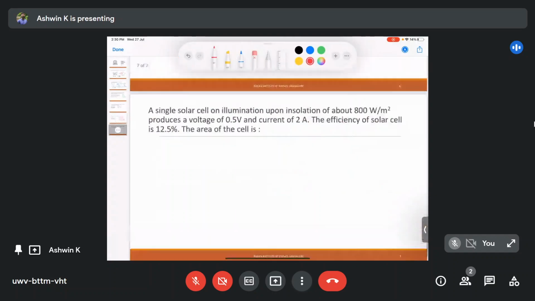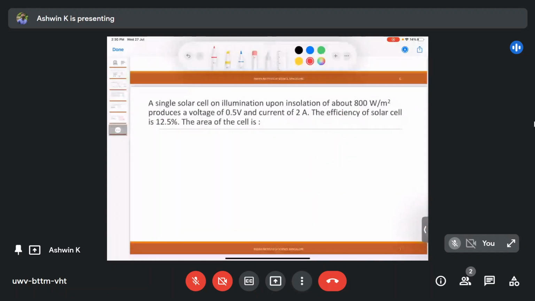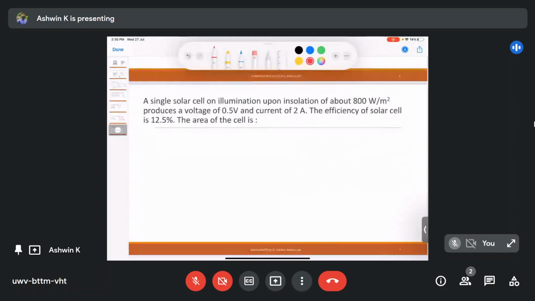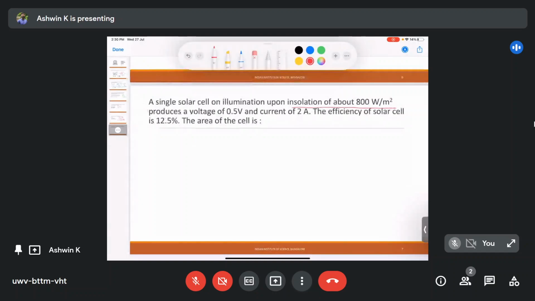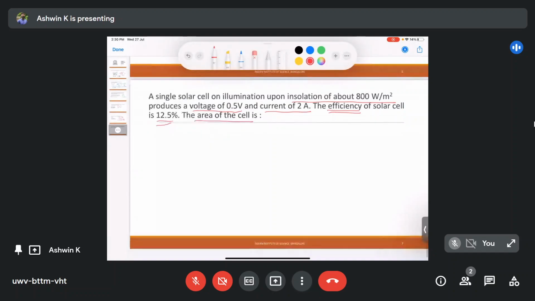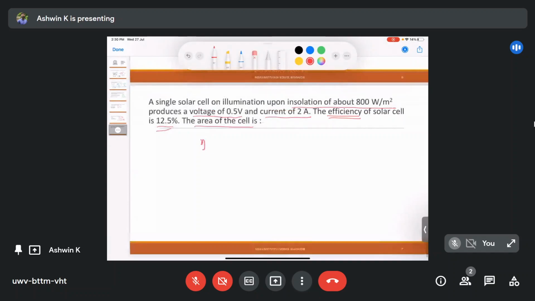This next question is a numerical question where we are asked to consider a single solar cell on which an insulation of 800 watt per meter square is falling, generating a voltage of 0.5 volts and a current of 2 amperes. We are asked to calculate the efficiency of the solar cell. Oh sorry, we are given the efficiency of the solar cell and asked to find the area of the cell. As all of us know, efficiency is output upon input, and for a solar cell, output is the product of the voltage and current that we get at the output, and input is the insulation falling on the solar cell, which is given in watt per meter square.